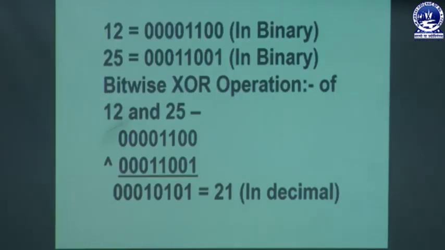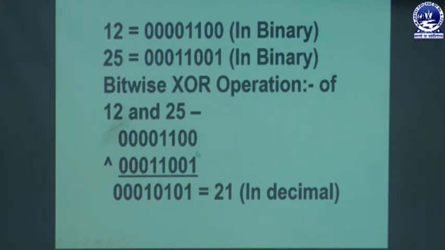Now, we will explain it by giving a simple example. Let me use two variables here, one is 12 and another one is 25, and these are the binary equivalents. When you perform the XOR operation on 12 and 25, the decimal equivalent will be 21.